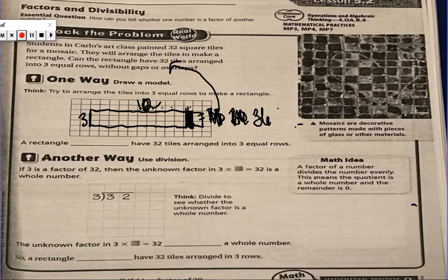So a rectangle cannot have 32 tiles arranged into 3 equal groups. Another way to solve that is if 3 is a factor of 32, then the unknown factor in 3 times something equals 32 is a whole number. So we kind of already figured out that 3 times nothing that we can think of as of right now is 32. But we'll try.